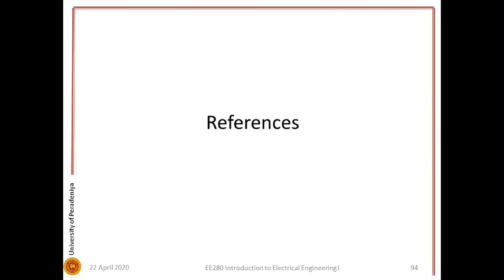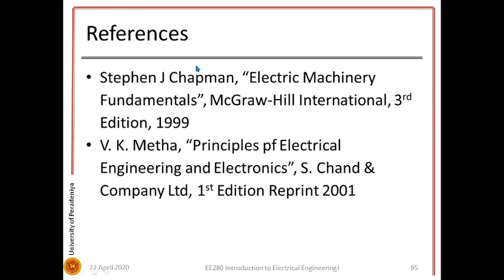Those are the three types that I discussed. The other types, the compounded DC generator and the permanent magnet DC generator, I will ask you to go through the literature and find out what their characteristics are. These two are the references that I have used for this section and for the whole DC machines section that I covered.